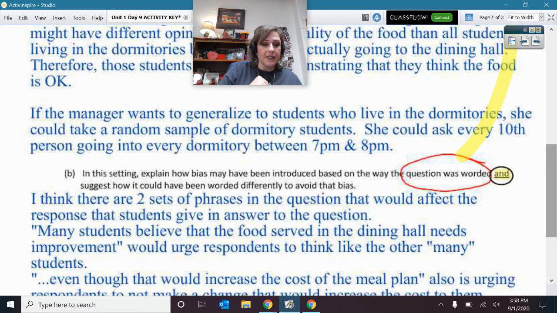Okay. Next. This is the same thing: explain how the wording is biased and how you would fix it. Okay, so the first thing on this one is I think there are two sets of phrases in the question that would affect the response. And here's what I listed. You only had to list one of them. Okay, there were two wording problems.